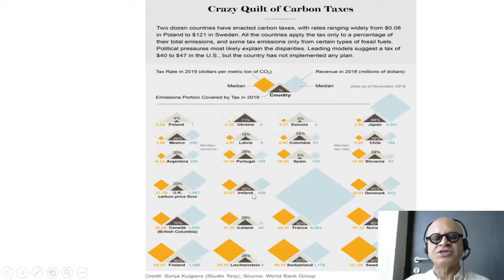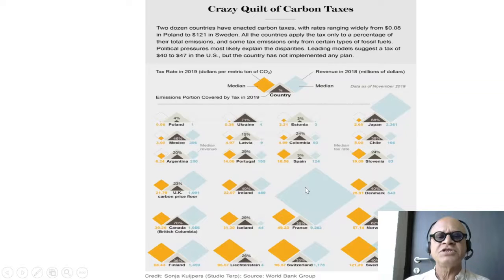This is a chart from the same article from Scientific American, but it's from a World Bank group. So I will wait and look at the lake, the birds, and the artificial bird, the chopper going by.